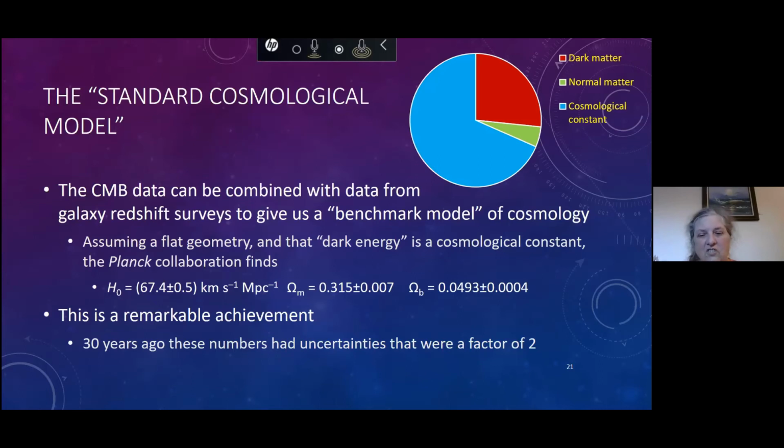What I'd like to draw your attention to is the error bars on those numbers, the plus or minus bits, and you can see that they are of the order of 1 or 2%. And this is a remarkable achievement. As recently as the 1990s, those numbers had uncertainties that were a factor of 2. So we have reduced those uncertainties from a factor of 2 down to a couple of percent. So that is what I meant when I said that in the 21st century, observational cosmology has moved from being very, very rough and ready to being a precision science with real experimental measurements that theories have to explain.